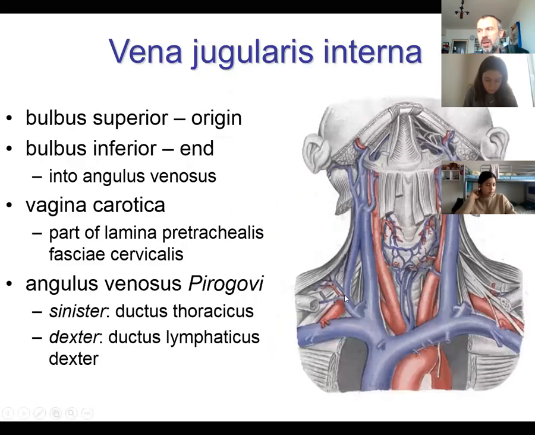So back to the internal jugular vein. Now we know where it terminates, in the venous angle. And where does it originate? It originates in the jugular foramen. We come to this in a minute.